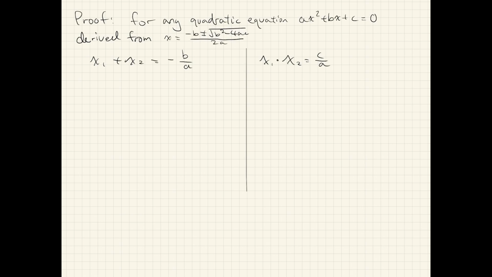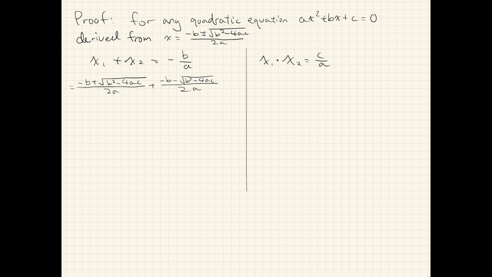These formulas are obviously derived from the quadratic formula, which is here: x equals negative b plus minus square root of b squared minus 4ac over 2a. So let's just get started with the first proof. For x1 plus x2 equals negative b over a, the first step that we can do here is that we can set up the equation.